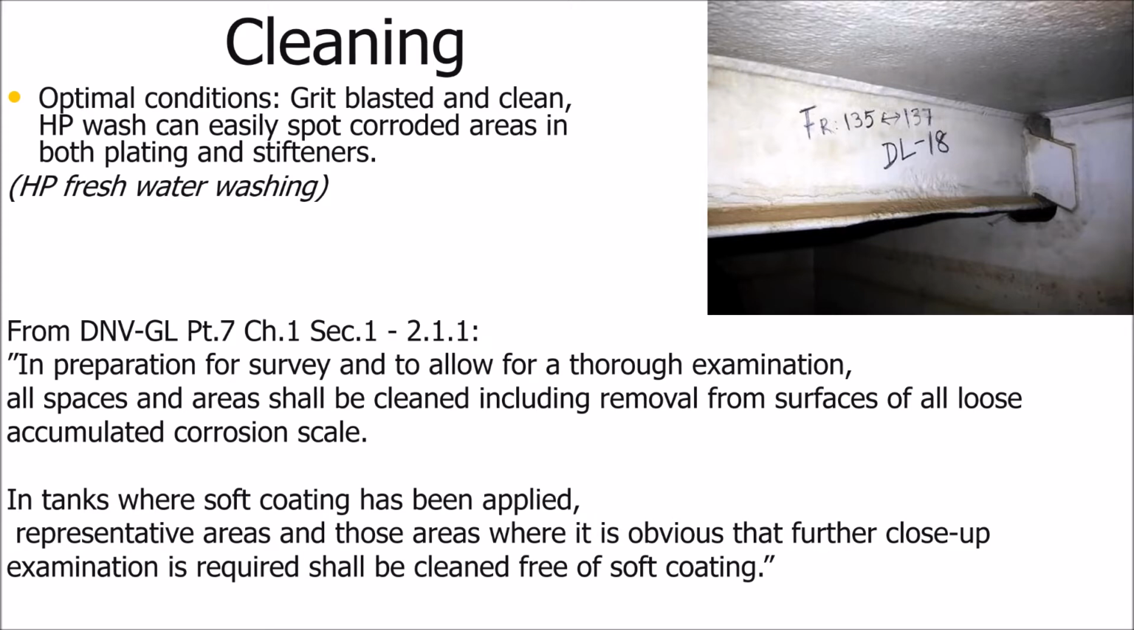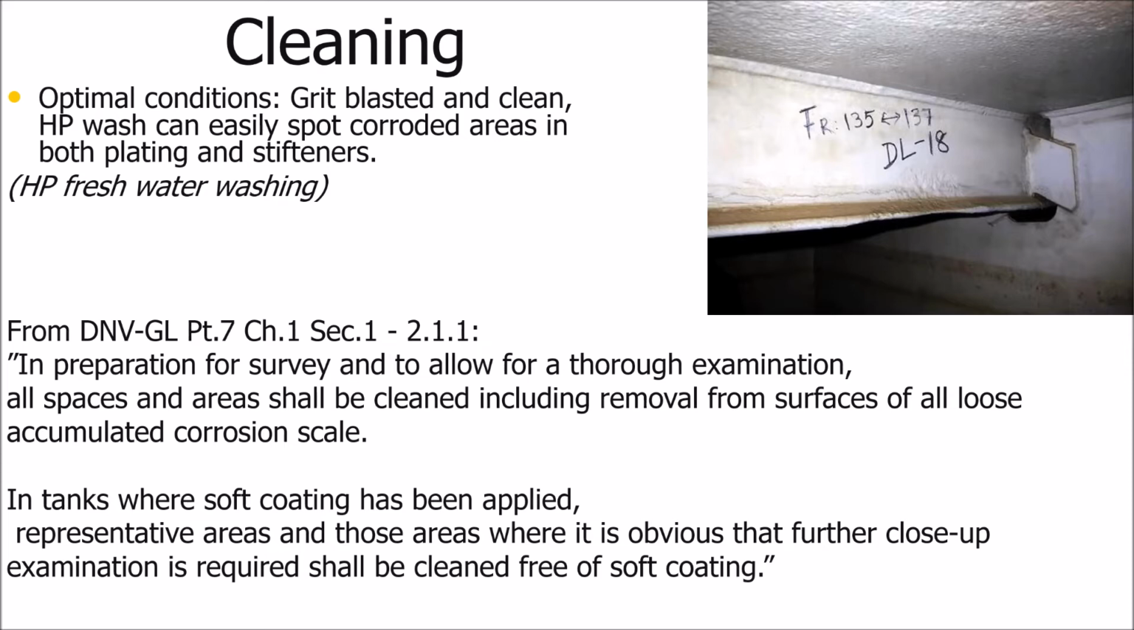So what you can do here, you can have a high pressure fresh water washing, much better than seawater, of course. Then it would rust and not so very good. So we want to have high pressure fresh water washing to clean this area, to blow away all these scales and rust, to make sure that it's not too little steel left here. So all spaces, as in the text, shall be cleaned, including removal from surfaces of all loose accumulated corrosion scale in tanks where soft coating has been applied.